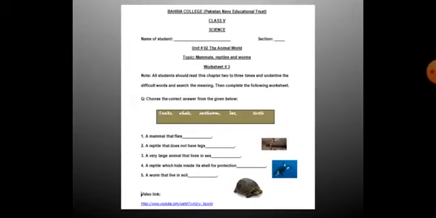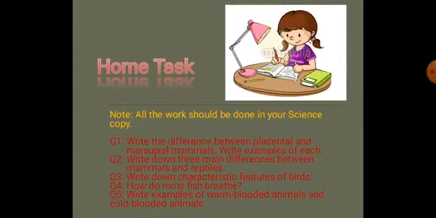Now students, solve this worksheet number 3. Now it's your homework time. Keep in your mind that all work should be done in your journal size copy. Question number 1, write the difference between placental and marsupial mammals and write examples of each. Question number 2, write down 3 main differences between mammals and reptiles.